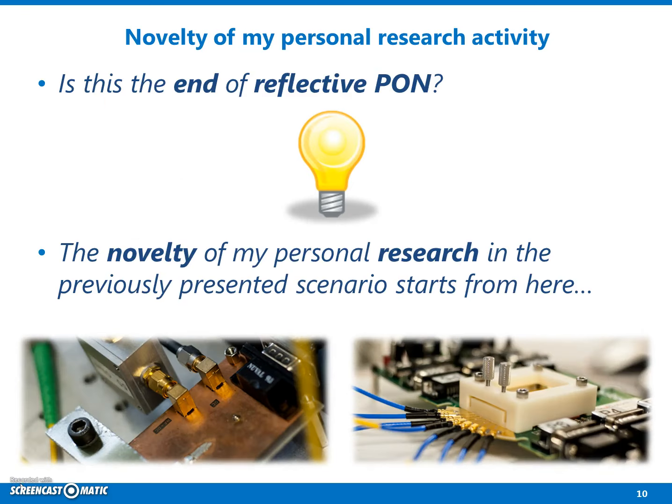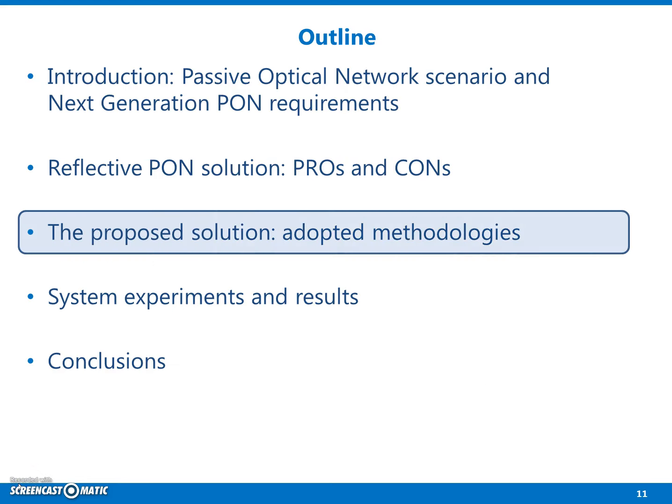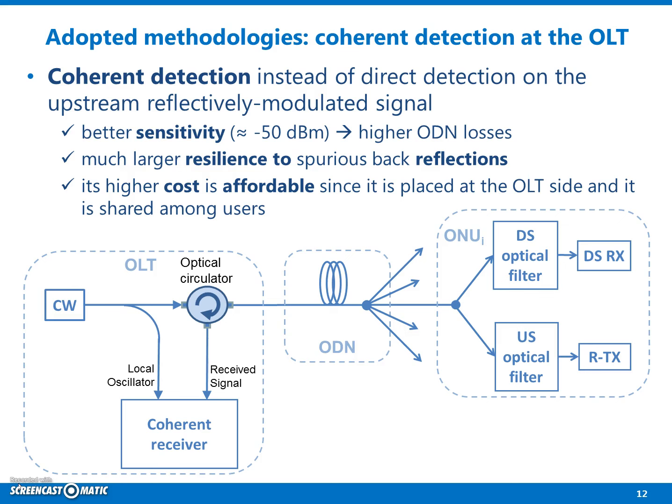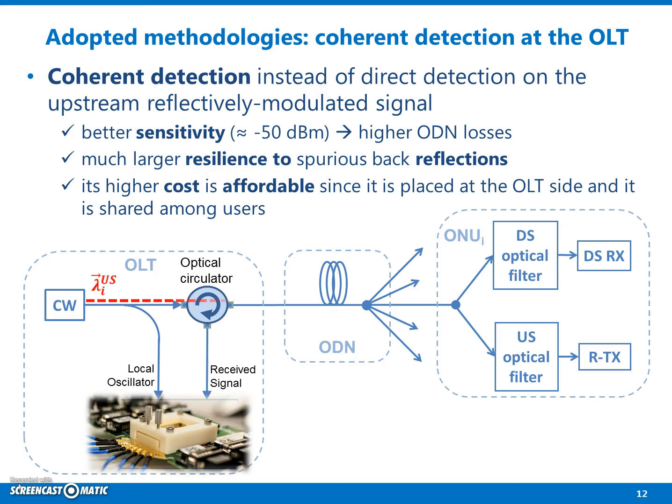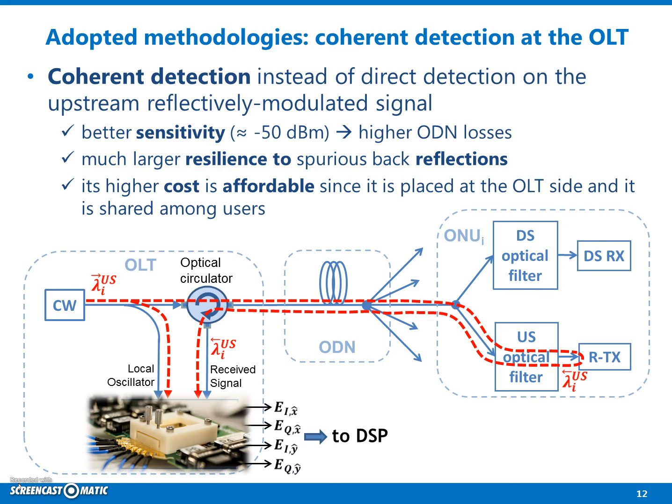The novelty of my PhD research activity starts from here, and my goal is to realize a full working reflective PON architecture prototype that satisfies the main NG-PON2 requirements for what concerns the upstream transmission. First of all, at the optical line terminal side, I replaced the direct detection receiver with a coherent detection receiver, usually adopted for long-haul applications. Of course, this is a more expensive solution, but this way I could exploit its much better sensitivity, thus targeting higher ODN loss values.